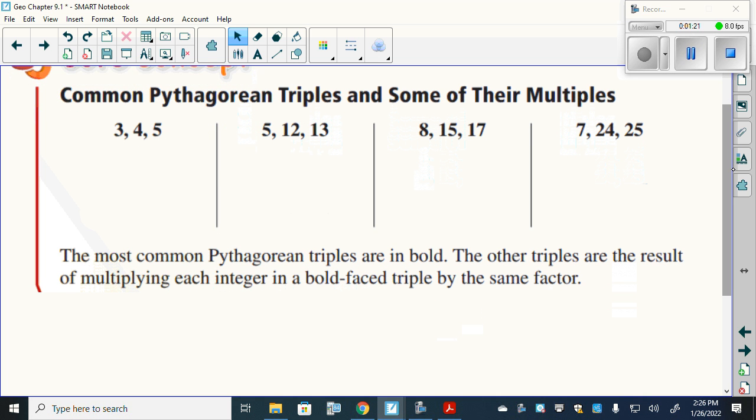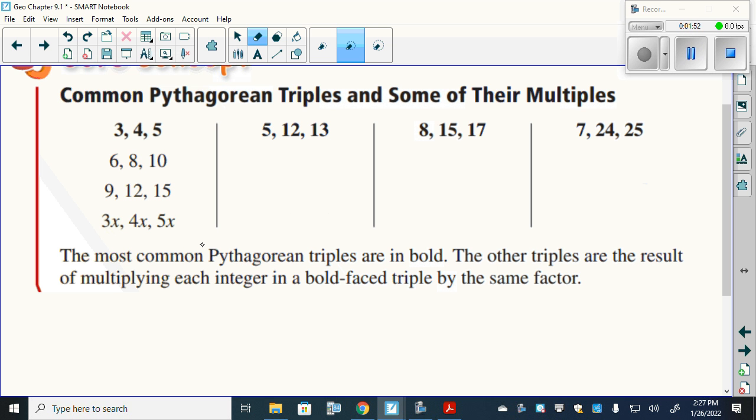Now, these four here are common Pythagorean triples. 3, 4, 5; 5, 12, 13; 8, 15, 17; and 7, 24, 25 are all Pythagorean triples. These are four sets of numbers that work in the Pythagorean theorem. Now, we can actually have more different versions of each one of these, because we could also say 6, 8, 10 and 9, 12, 15 also work.